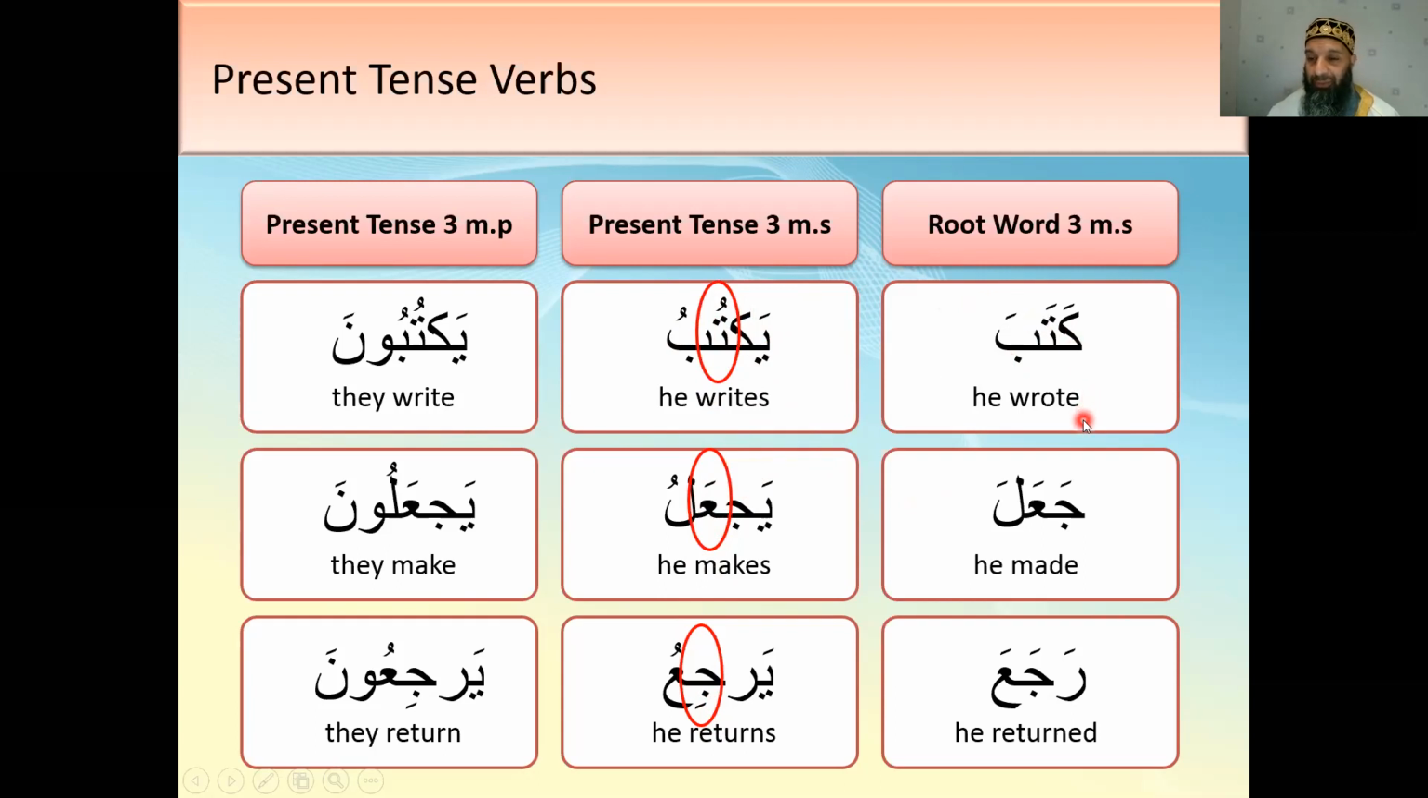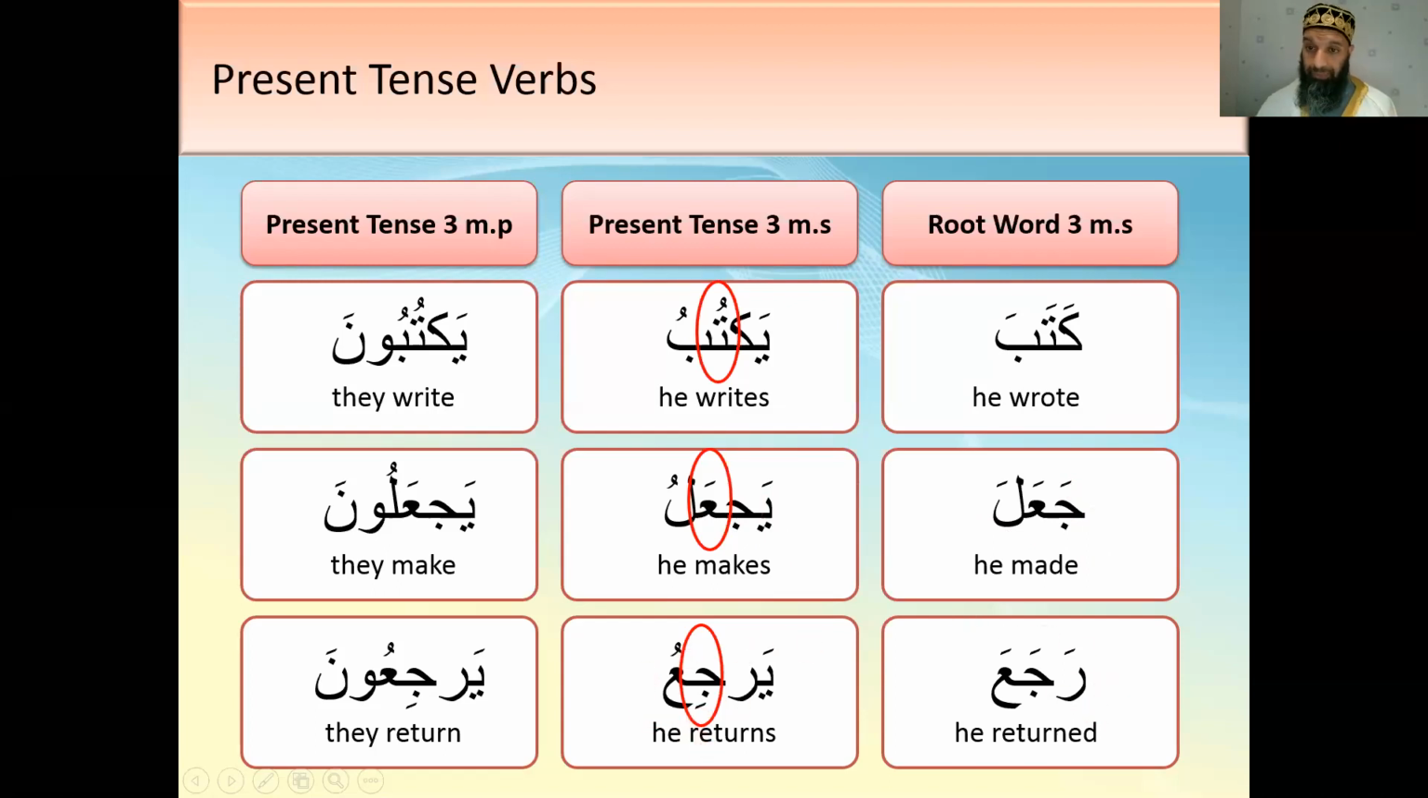someone want to type the answer? Okay, simple answer, you can't. There's no formula. So you just have to remember, for the verb kataba, it's got a dhamma there. For ja'ala, it's a fatha. For raja'a, it's a kasra.